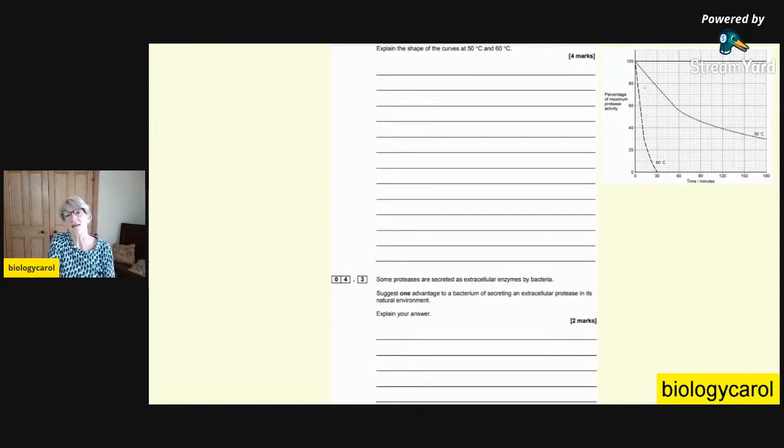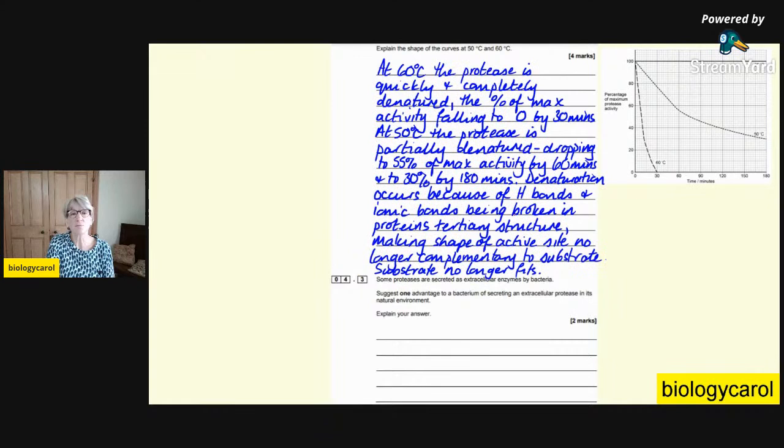So I said that at, I can't remember actually what I said, what did I say? At 60 degrees, the protease is quickly and completely denatured. So that's my first bit of explanation. And I'm just making sure that they know that I've understood the percentage of maximum activity falling to zero by 30 minutes. I'm going to be honest, let me just find this. This, in effect, is a description of the graph. Here is the explanation. This is a description. I put it in so that they realized that I understood what was happening in the graph.